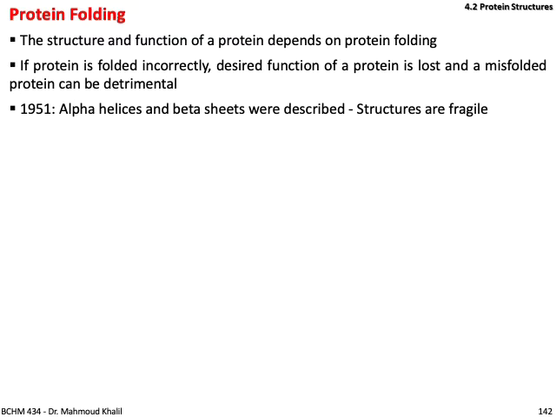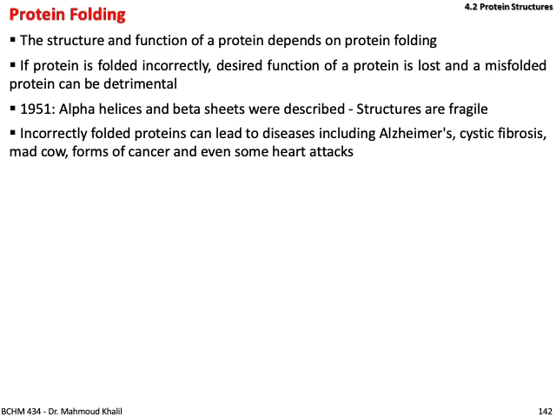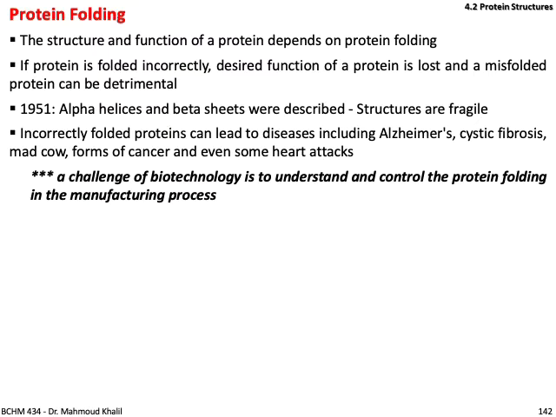Protein folding. The structure and function of a protein depend on protein folding. If a protein is folded incorrectly, its desired function is lost, and misfolded proteins can be degraded inside the cell. In 1951, the alpha helix and beta sheets were discovered. Their structures are very fragile, and incorrectly folded proteins can lead to disease, including Alzheimer's, cystic fibrosis, and mad cow disease, and other forms of cancer, and even some heart diseases. A challenge of biotechnology is to understand and control protein folding in the manufacturing process.